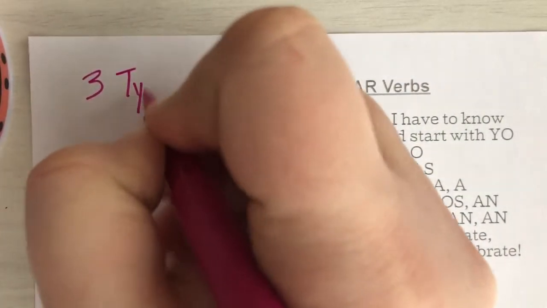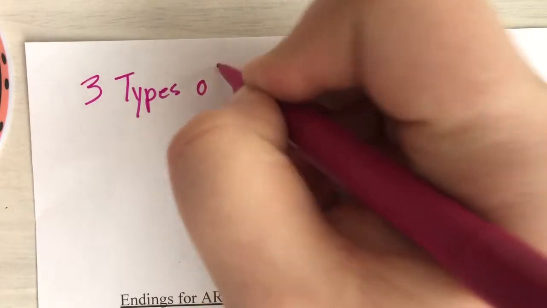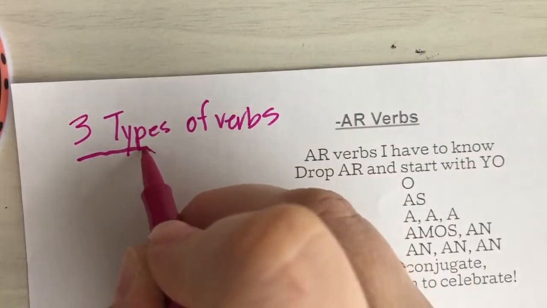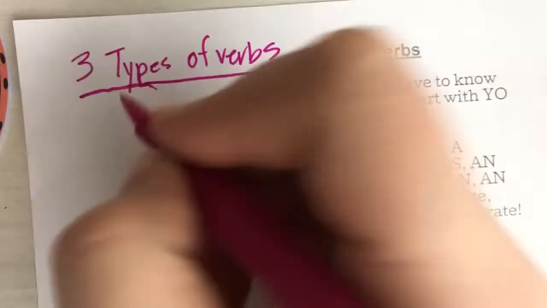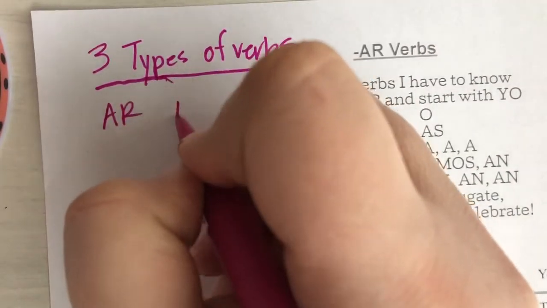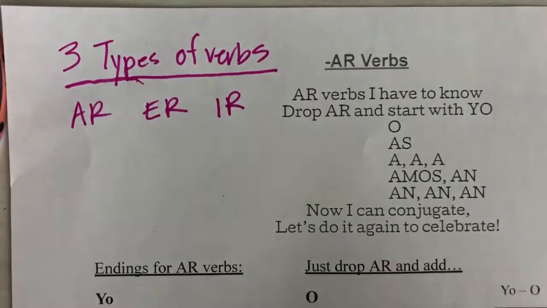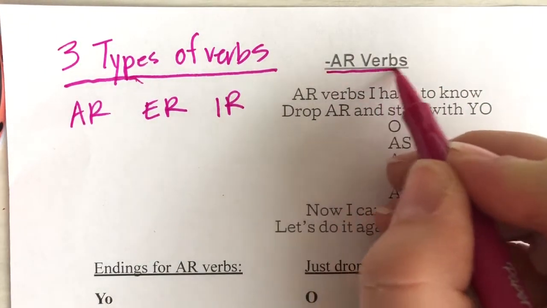So first of all, there are 3 types of verbs in Spanish. Okay? 3. And remember, verbs are action words. If I took all the verbs, there's 3 types. There are AR, ER, and IR. Okay? So what we're going to talk about today are AR verbs.